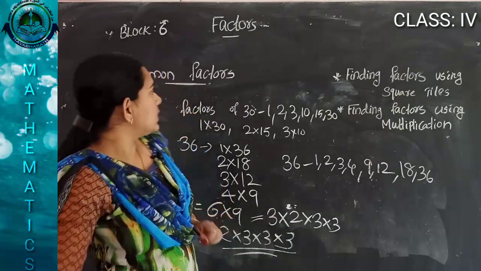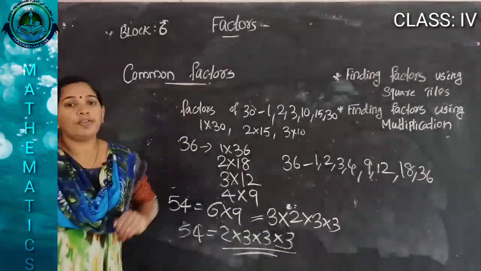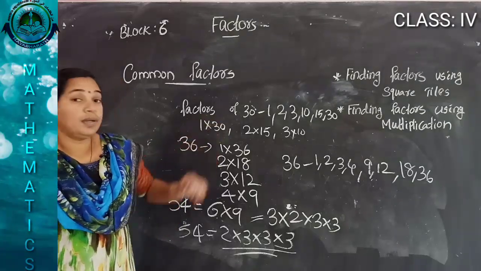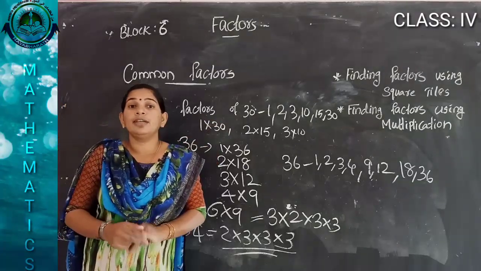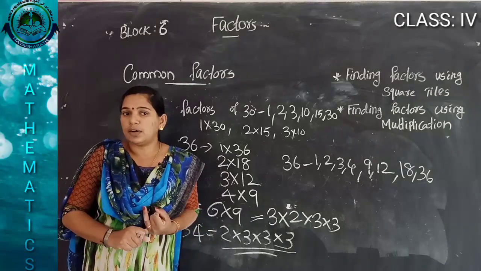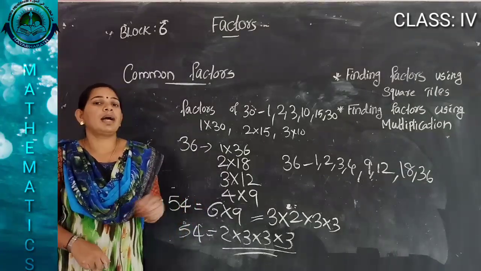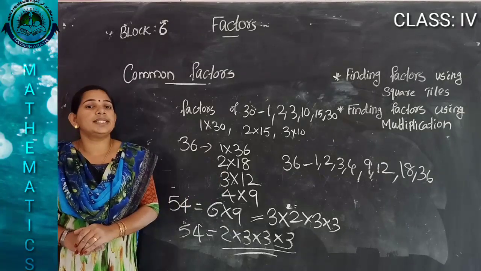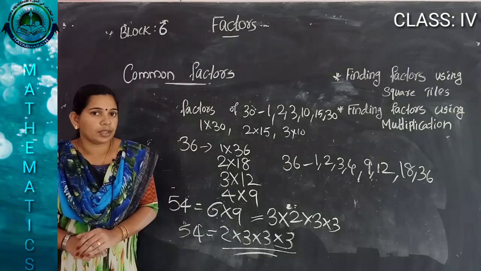Okay. Today we are discussing how to find the common factors. I hope all of you understand this section. How do you find the common factors? First we write all the factors of the given numbers. Then comparing those two lists of factors, the numbers that are common are the common factors. Got it?